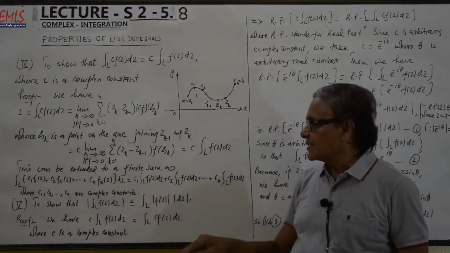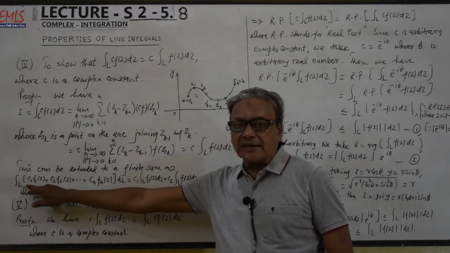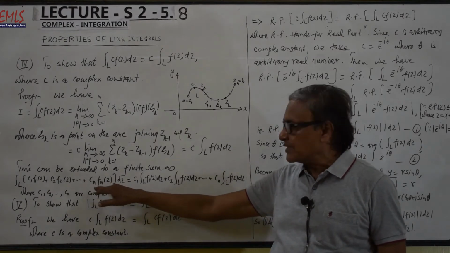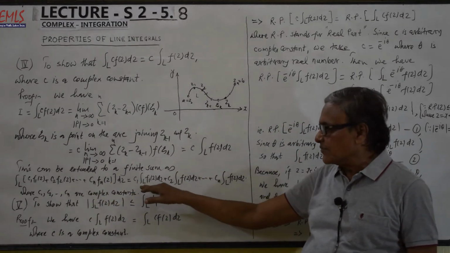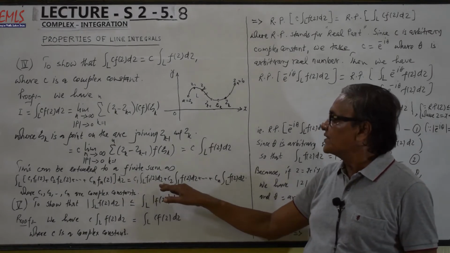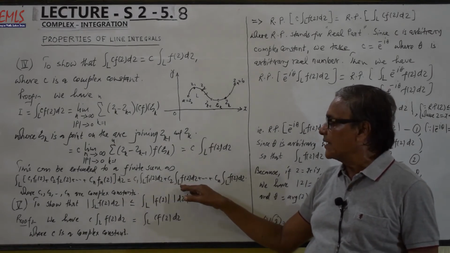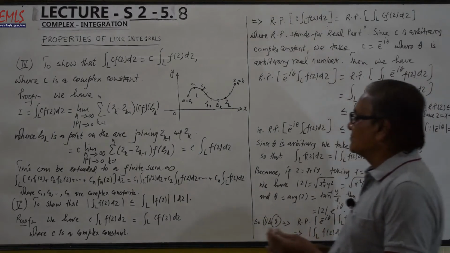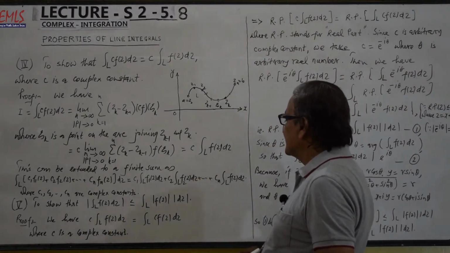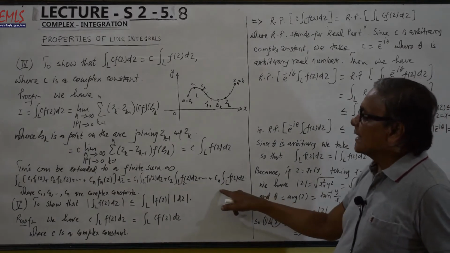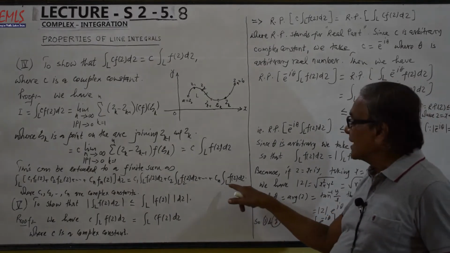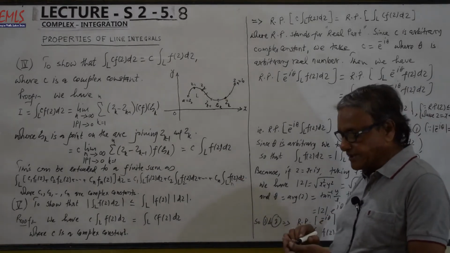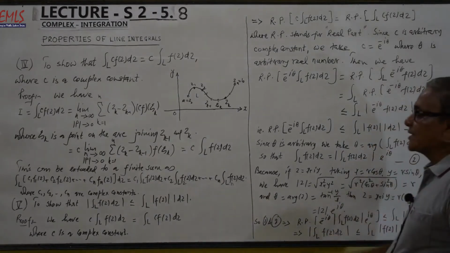This can be extended to a finite sum as integral over L of c1 f1(z) plus c2 f2(z) and so on plus cn fn(z) dz, equal to c1 integral over L f1(z) dz plus c2 integral over L f2(z) dz and so on plus cn integral over L fn(z) dz, where c1, c2, ..., cn are complex constants.